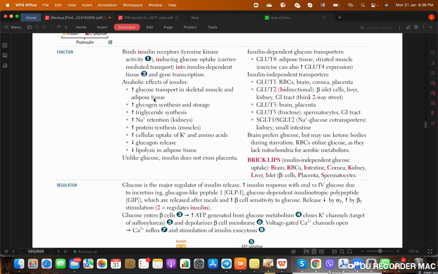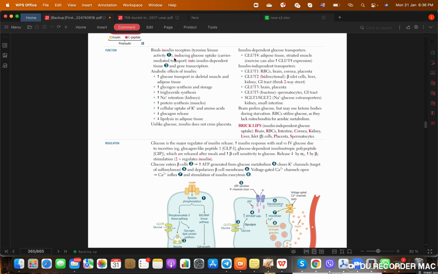What is the function of insulin? Insulin is a growth factor. You're like, what? No, it's not a growth factor. It's a hormone. I know that it's a hormone. But according to the classification, it's considered also to be a growth factor. And if you don't believe me, open Cellular Biology, page 1. Go under the second topic there. It's written that it's a growth factor. So insulin binds to the insulin receptor, tyrosine kinase activity, and that leads to glucose uptake, okay? A carrier-mediated transporter type of thing.